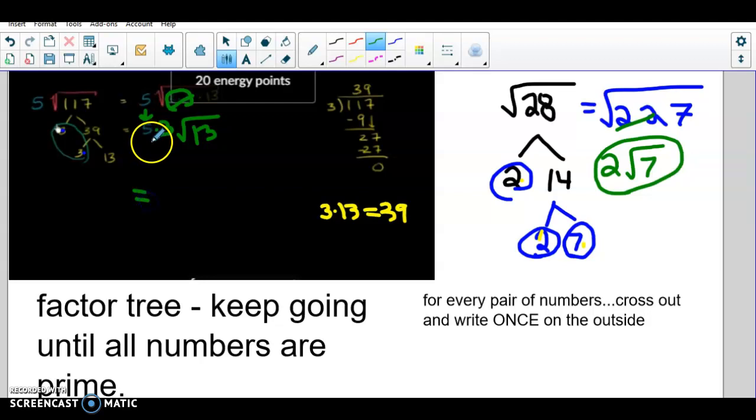Maybe the next problem looks like this. You would multiply your 5 multiplied by 3, and you would get 15. So the answer would be 15 square root 13.